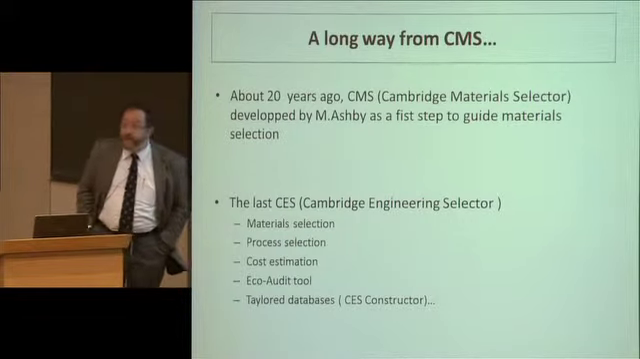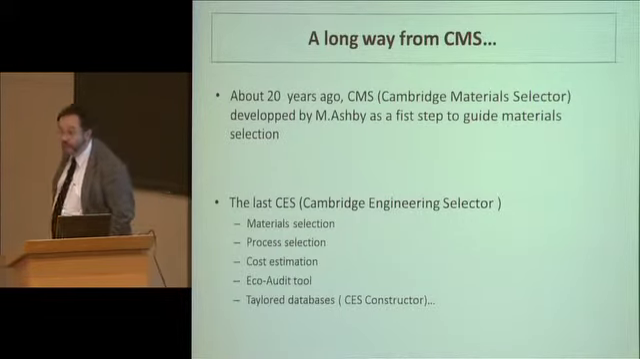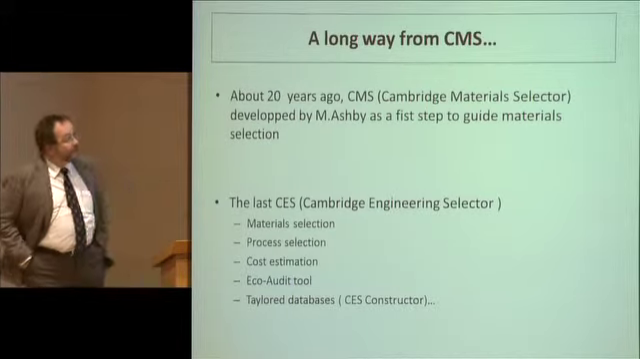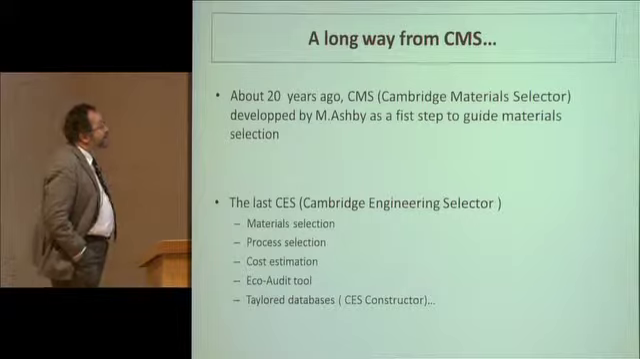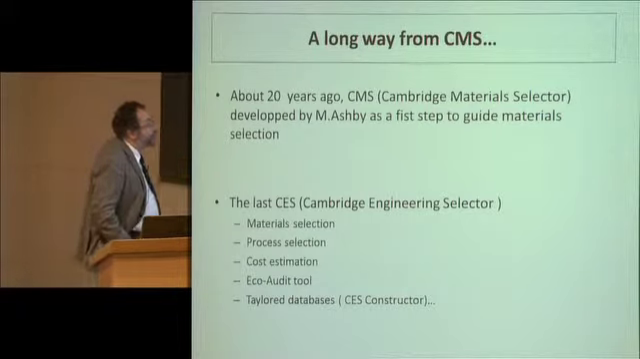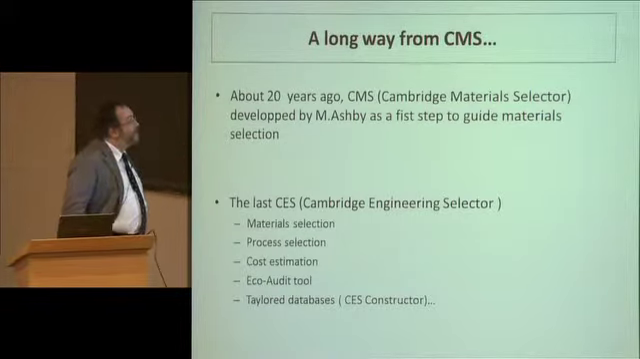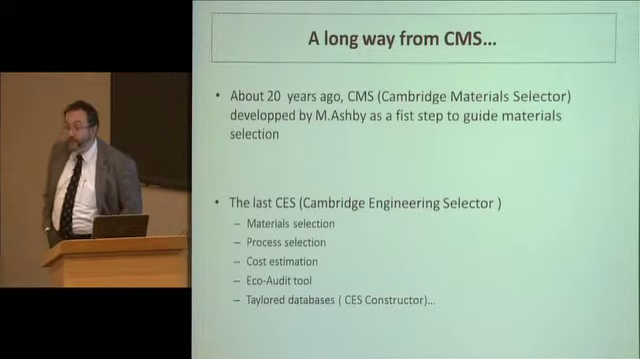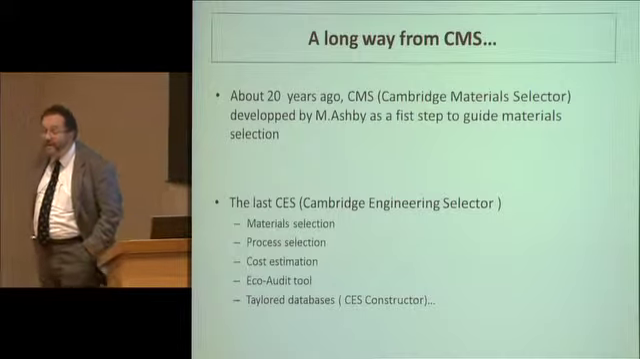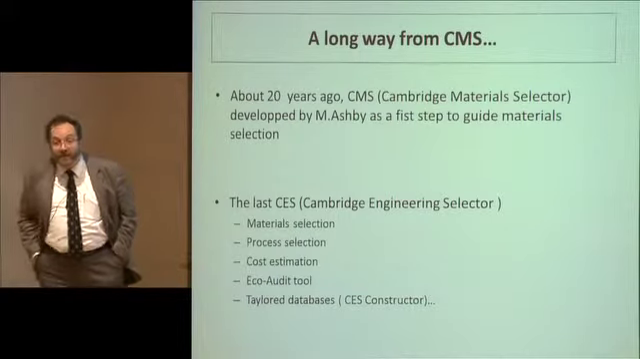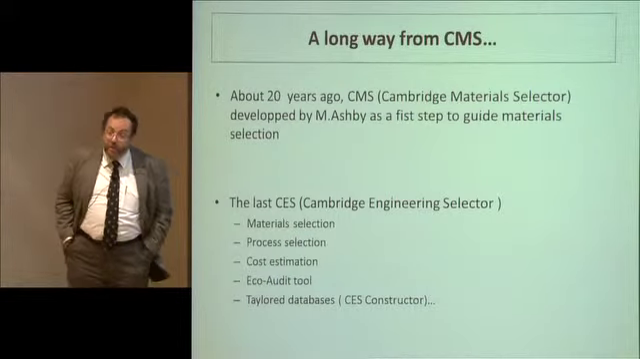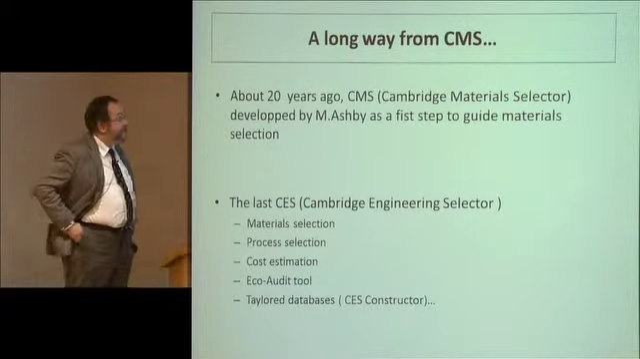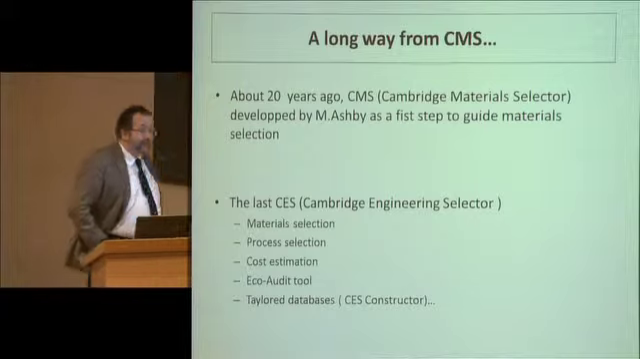The software is now public domain. It can be used either in a generic version or in specialized versions in the corporate world. So the latest one is called the CES, Cambridge Engineering Selector, which is updated every year. You have, of course, the material selection process with very large databases, hierarchy, no gaps, properties that are not known can be estimated.